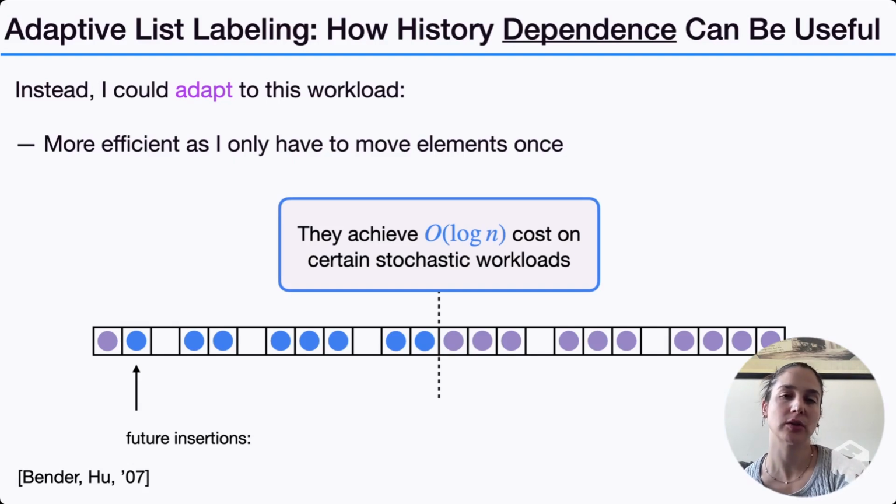So in Bender and Hu's work, they have certain stochastic workloads. There's hammers, random inserts, and a class called random hammers. And on these, they're able to look at the history and then predict the rest of the workload correctly and bring the cost down to log n.